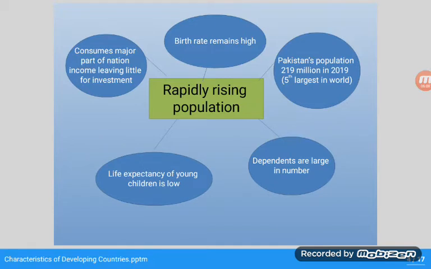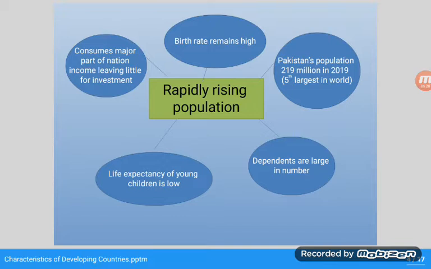Now the second point is that developing countries usually have a rapidly rising population. Okay, their population multiplies very quickly. More and more children are being born.